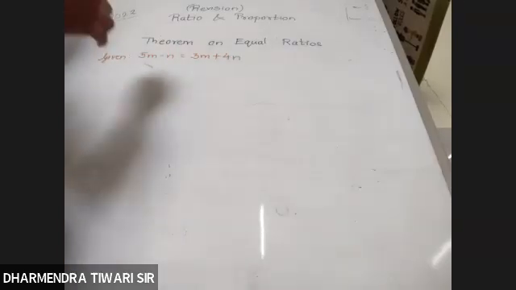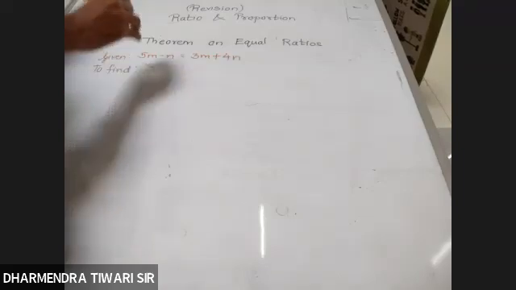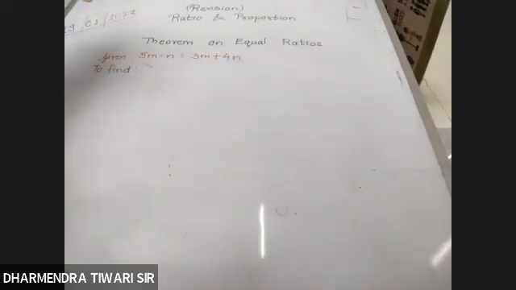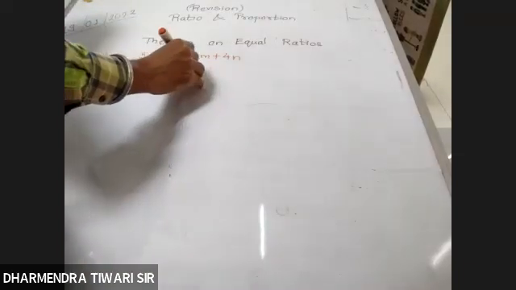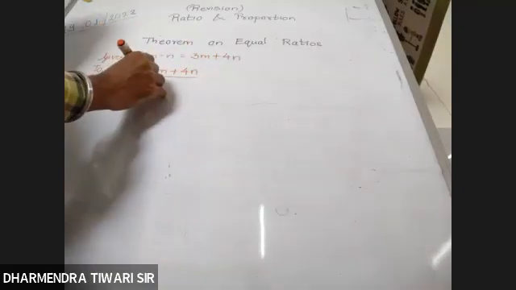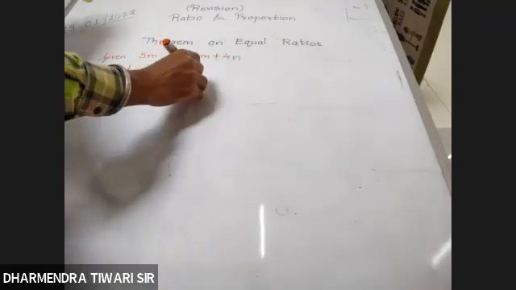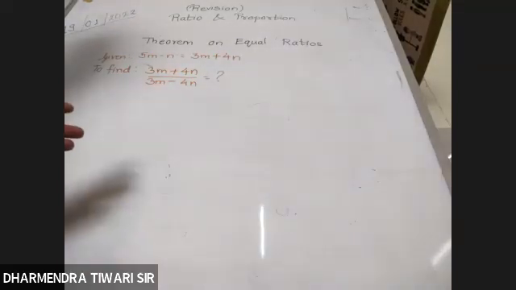No issues. To find (3m plus 4n) divided by (3m minus 4n), we need to get this value. How to get this value? So last time we derived and got the value of m by n. So let's get the value of m by n again.